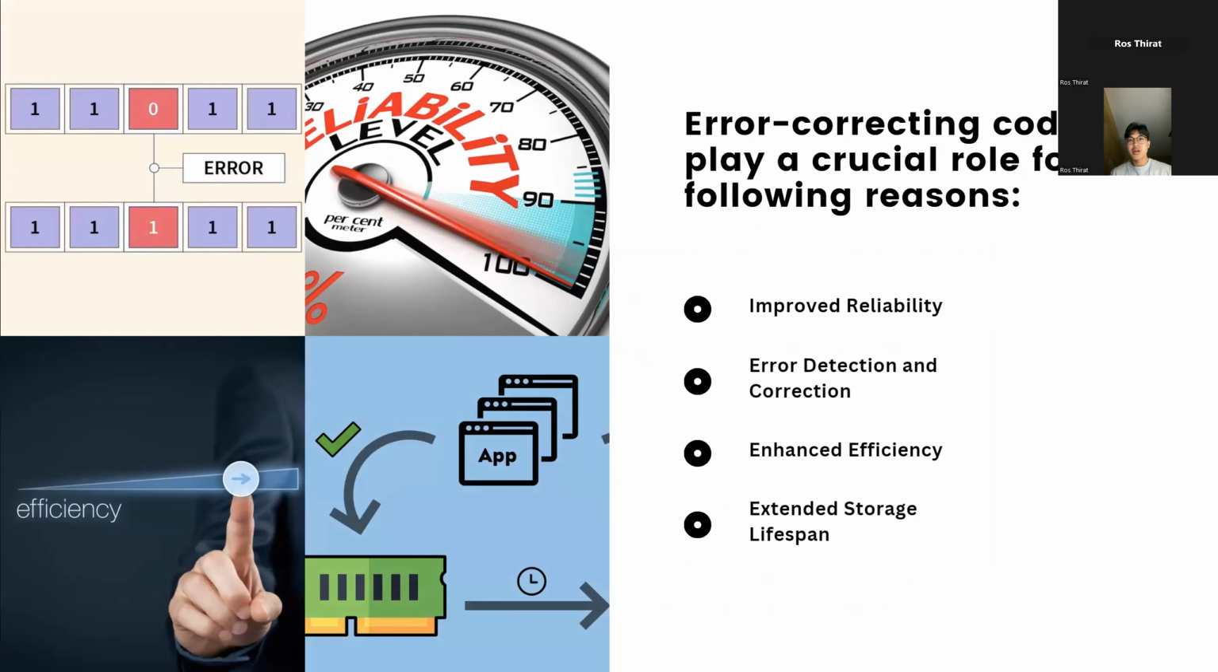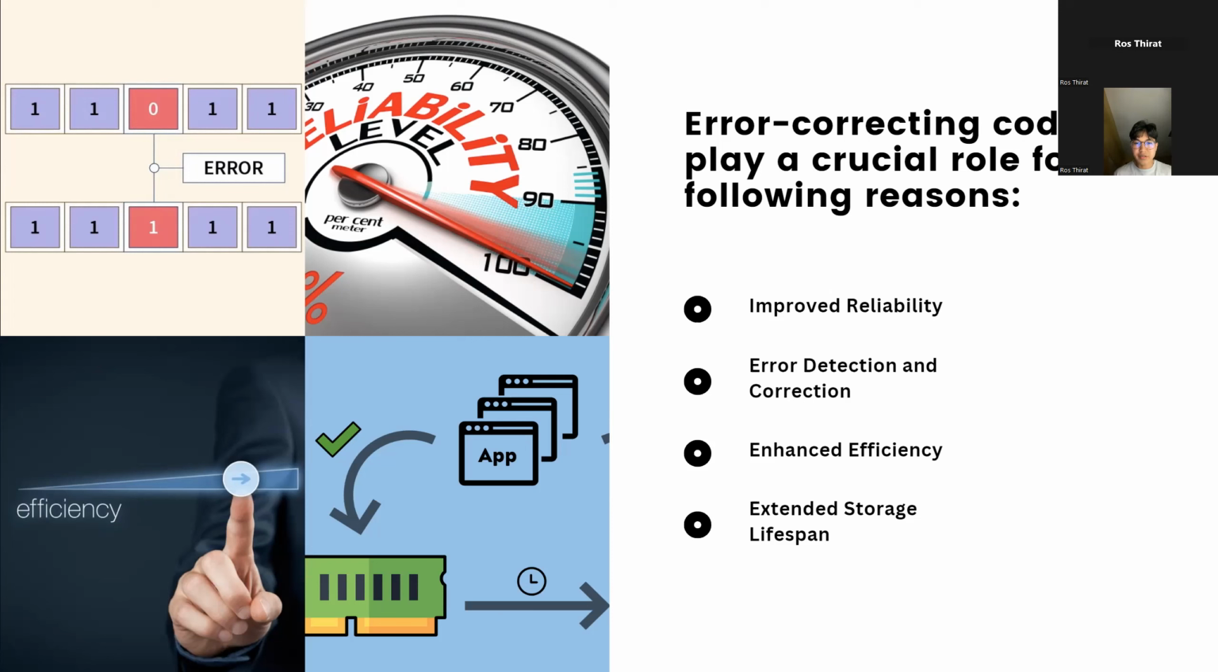Moreover, error correcting codes play a crucial role for the following reasons. The first one, improve reliability by mitigating errors. Error correcting codes enhance the overall reliability and integrity of digital communications and storage systems. This is especially important in critical applications where accuracy is paramount, such as medical data, financial transactions, and aerospace communications.